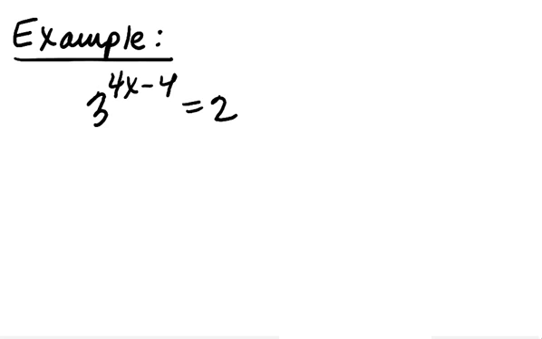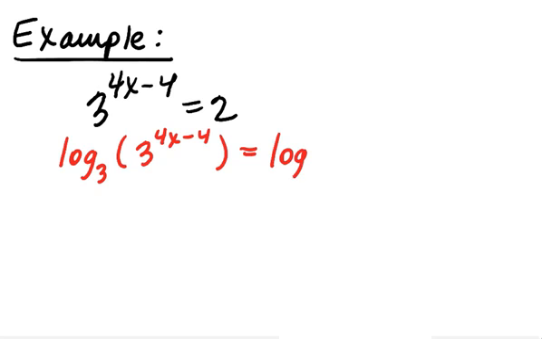Another one with some extra steps in it is one with a more complex exponent. We're going to start the same way. I've got the exponential object isolated already. If I didn't, I'd need to do some algebra to get that thing isolated. So now I'm ready to take a log of both sides. I'm going to take a log with base 3 of both sides. Take the log with base 3 of 3 to the 4x minus 4, and that will be equal to the log with base 3 and argument 2.